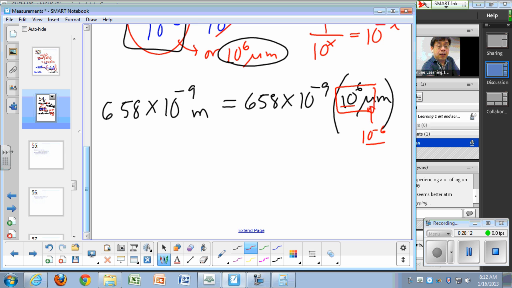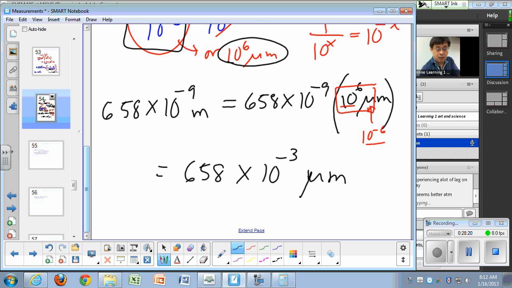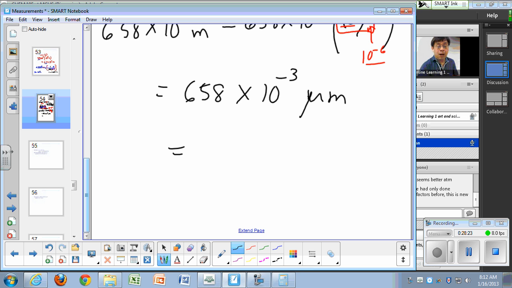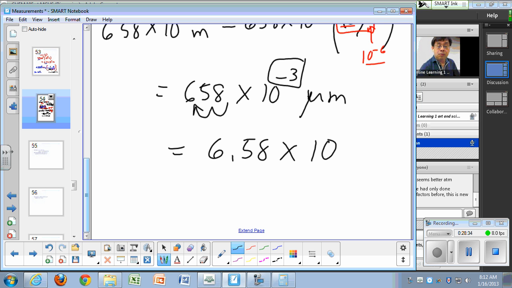So the answer here then would be 658 times 10 to the negative 3 micrometers. Or if you want to do it properly, you want to express this as a number between 1 and 10, you move your decimal point 2 places to the left. So 6.58 times 10 to the, what would you have to do with your exponent? Left up, right? So from negative 3, you go up to negative 2 and negative 1. Okay, so 6.58 times 10 to the negative 1 micrometers.